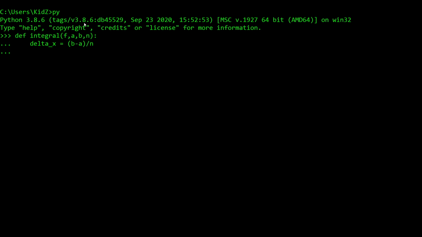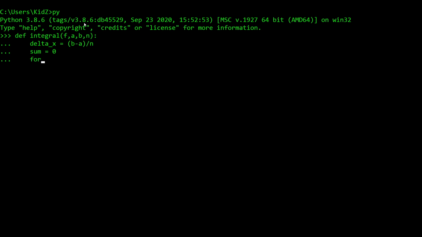Now we're going to create a for loop that will sum up the areas of all the rectangles, add them together, and then we're going to return that sum. So to do that, before our for loop, we have to set and initialize an accumulator variable. Let's call it sum, and we're going to initialize it to 0 because we haven't added any rectangles yet, so the area right now is 0.